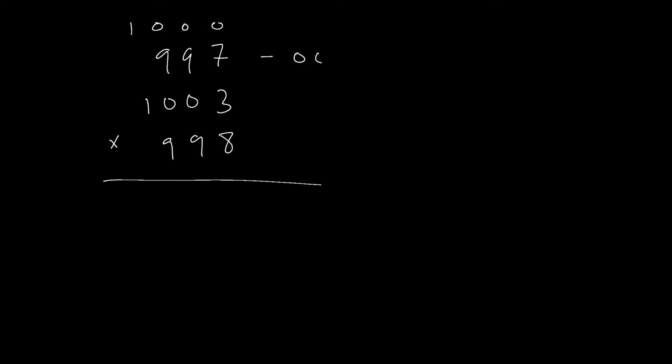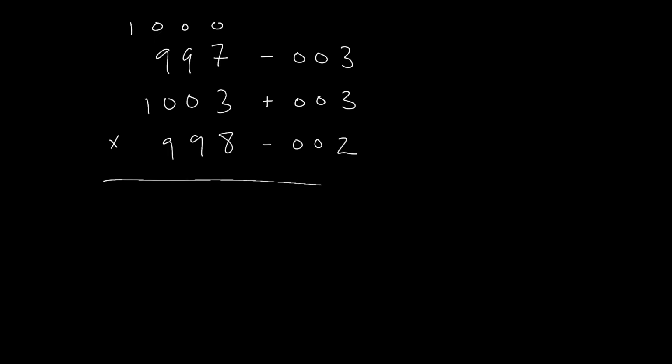997 is 3 away. If we subtract 3 from 1000, we get 997. 1003 is positive 3 away from the base number. So this is a deficiency of 3, and this is an excess of 3. And then 998 is minus 2, a deficiency. Minus 2 from 1000 gives us 998. So our first step in this multiplication problem is to write the deficiencies and excess over here on the right.